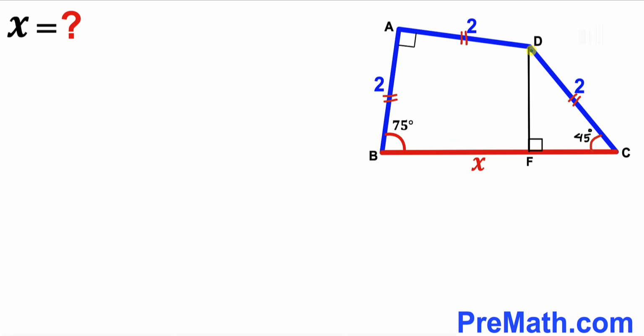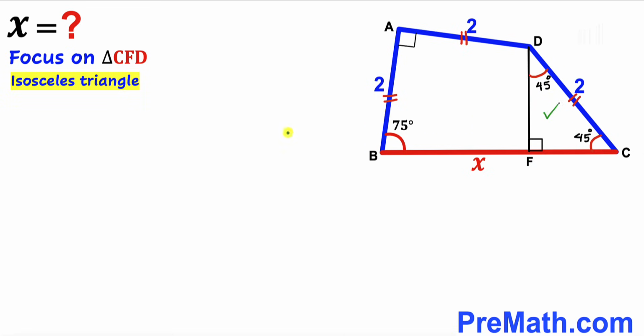In this next step, I have dropped this perpendicular DF on the base BC. Now we focus on this right triangle CFD. We know this angle is 90 degrees and this is 45 degrees. So this angle has got to be 45 degrees as well. We can see that this triangle is an isosceles triangle, since these two angles are congruent. So we conclude that side DF equals side FC as well.